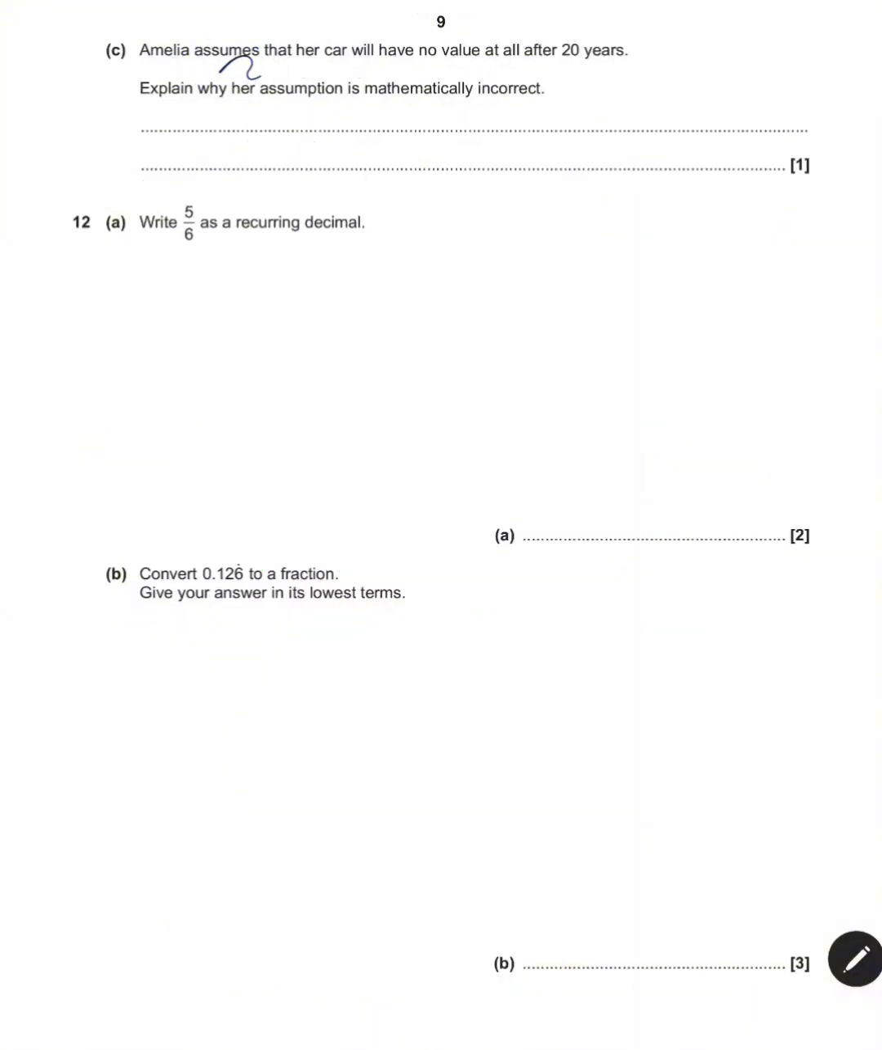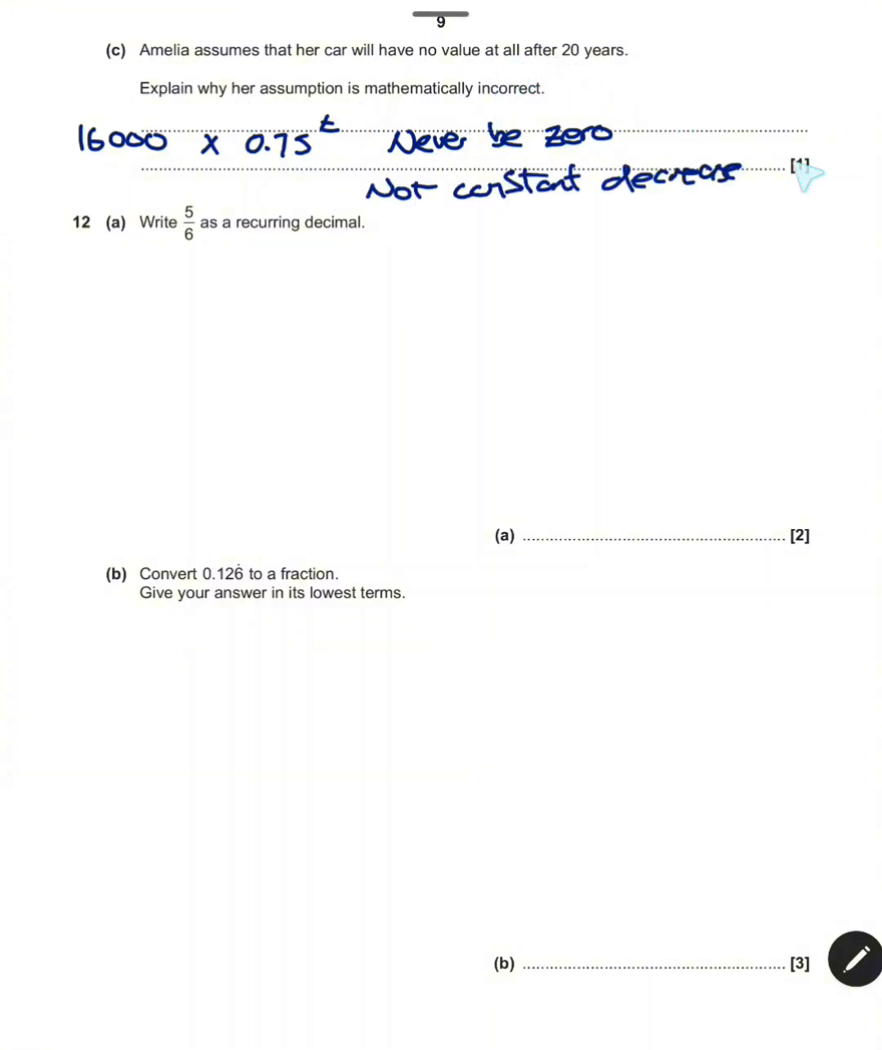For part C, we've got Amelia assuming that the car will have no value after 20 years. Well, that is only possible if we're timesing by 0. Remember, she started with 16,000, and we're multiplying by 0.75 to the t, where this is now going to be 20. This part here will never be 0. It'll get very close, but it will never be 0. So the value of the car will never fall to 0. Another way of saying that is you've not got a constant decrease. That would be full marks.